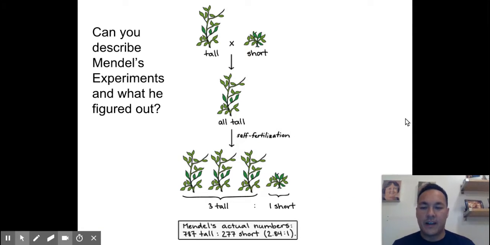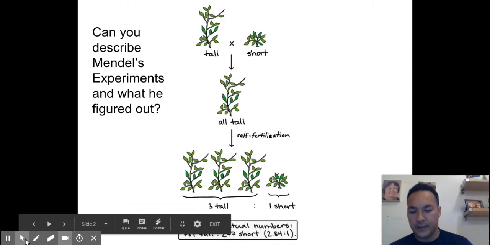Okay, can you describe Mendel's experiments and what he figured out? I'm not going to ask you to just write a definition of the principle of segregation or the principle of independent assortment, but I would like you to know what Mendel did. Mendel crossed various pea plants with different characteristics. This would be the P generation, or the pure breeding generation.